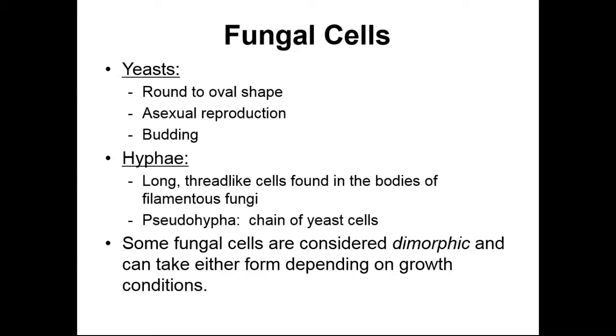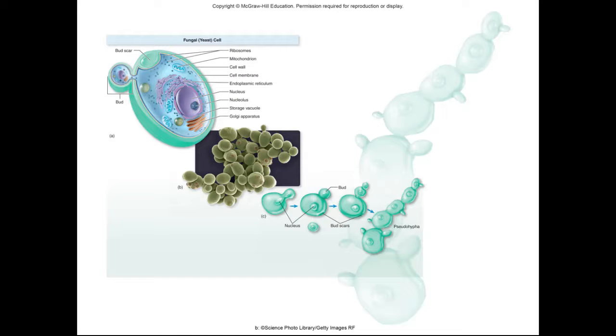Some fungal cells will be dimorphic. When I say dimorphic, you see this word di meaning two, morph meaning shape, so they are two-shaped cells. They can take either form. They can be either a single cellular cell or they can exist in a hyphal form, depending on their growth conditions. So here we see not a hyphae, but we can see some individual yeast cells.